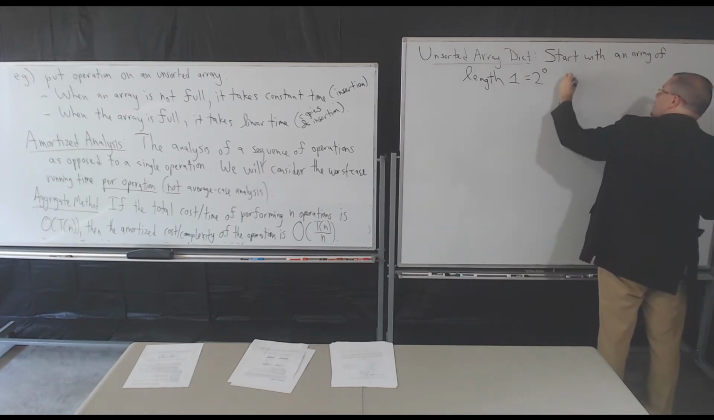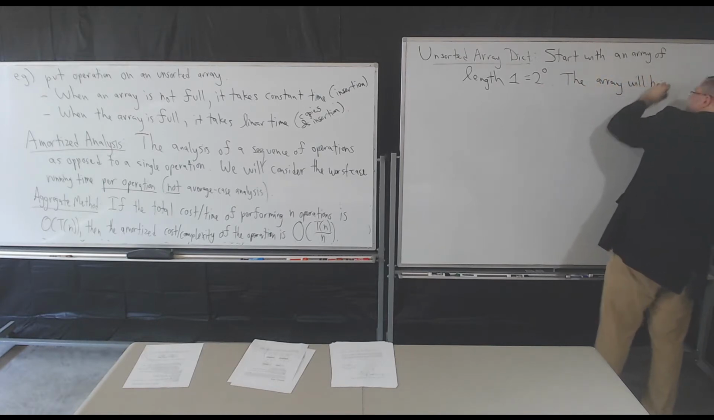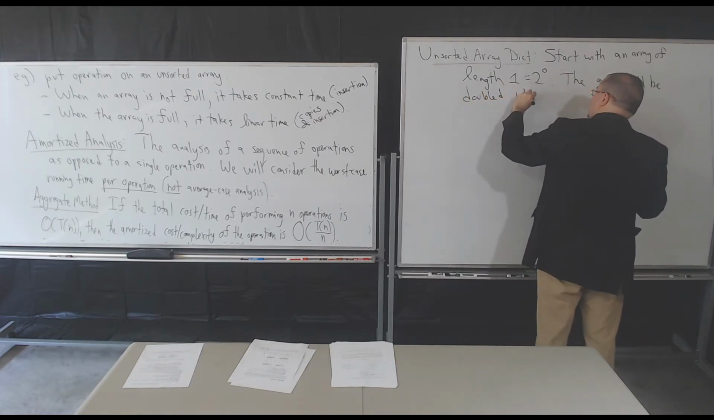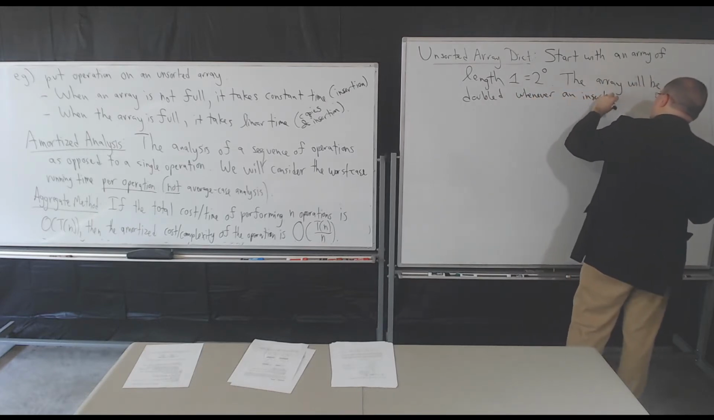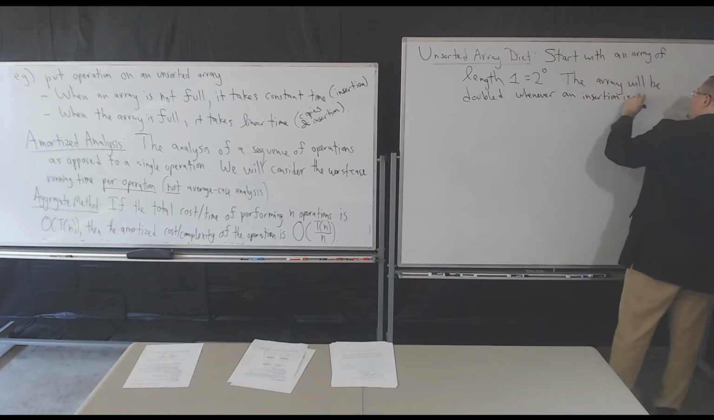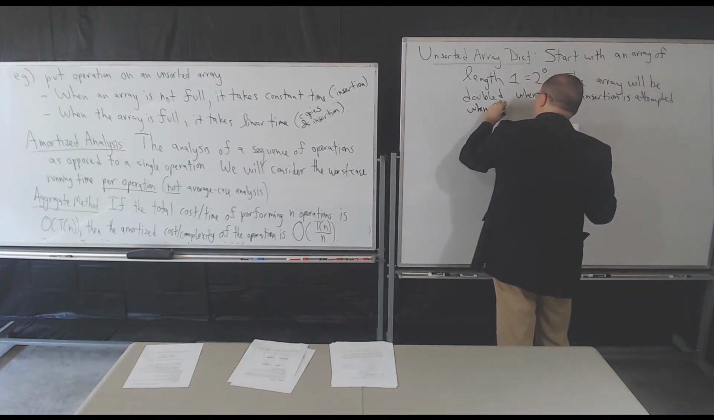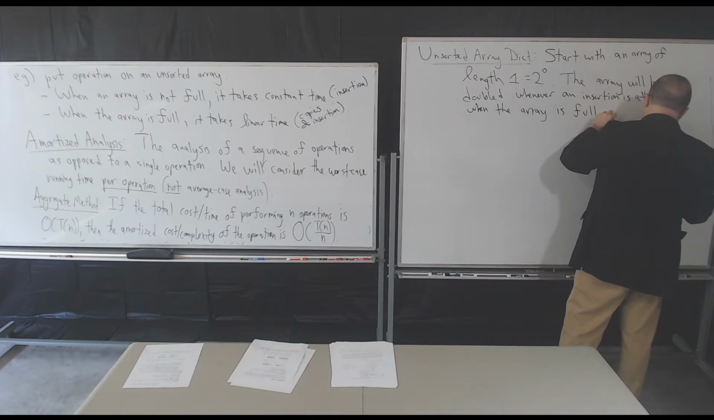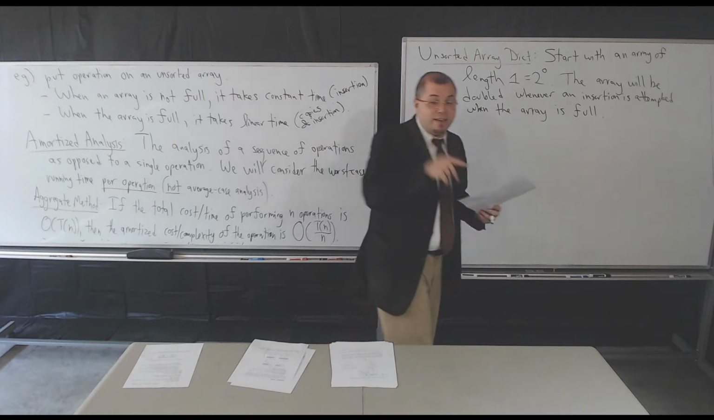So the array will be doubled whenever an insertion is attempted when the array is full. When that insertion occurs, it'll check if the array is full. If it's full, it resizes, then it does the insertion. Okay?